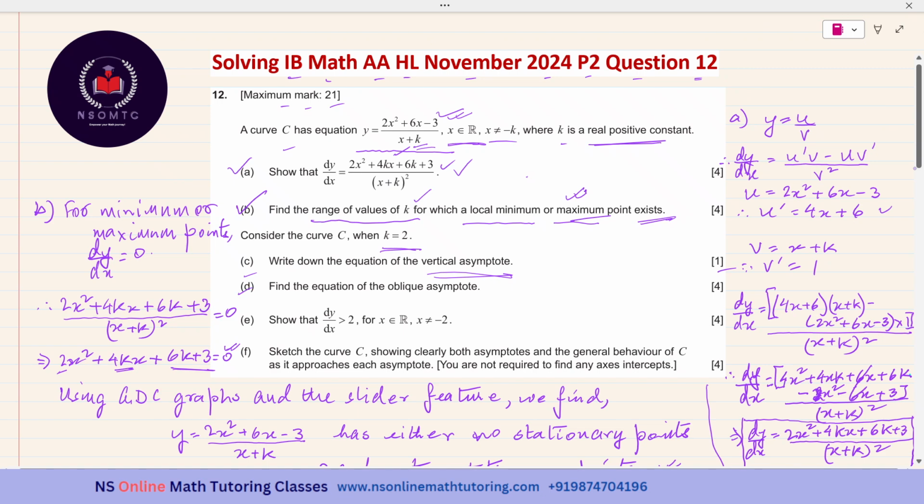Subpart D, find the equation of the oblique asymptote. There will be an oblique asymptote regardless of what is the k value, because the denominator's degree is 1 and the numerator's degree is 2. Because the degree of the numerator is more than the degree of the denominator, there will be an oblique asymptote. So for getting the equation of the oblique asymptote, we have to perform the long division, and the k value in this case will be equal to 2. So we have to divide 2x square plus 6x minus 3 with x plus 2.